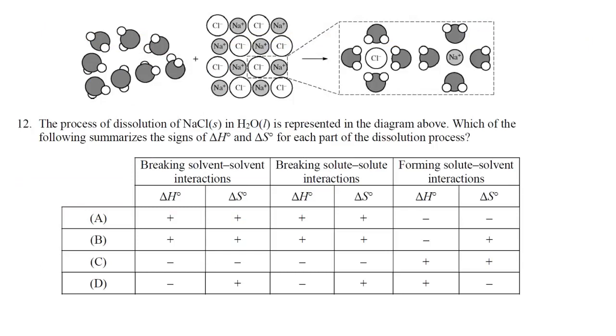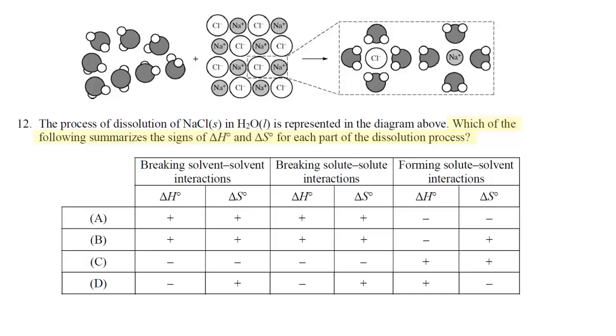In question 12, we are given several different particle diagrams, and it says the process of dissolution of solid sodium chloride in liquid water is represented in the diagram above. And the question asks, which of the following summarizes the signs of delta H and delta S for each part of the dissolution process?